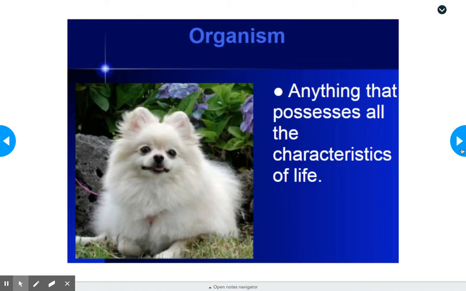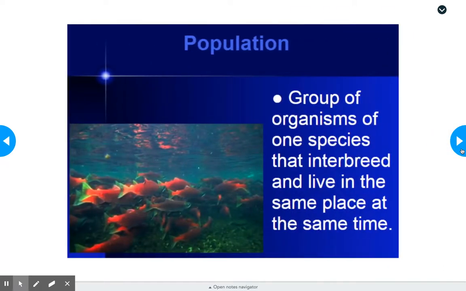This is anything that possesses all the characteristics of life. This dog is an organism, I'm an organism, you are an organism. So groups of organisms of one species that interbreed and live in the same place at the same time, that is a population. So for example, all of these fish, they're the same type of fish, the same species, they interbreed, they have babies together, they're a population of fish.